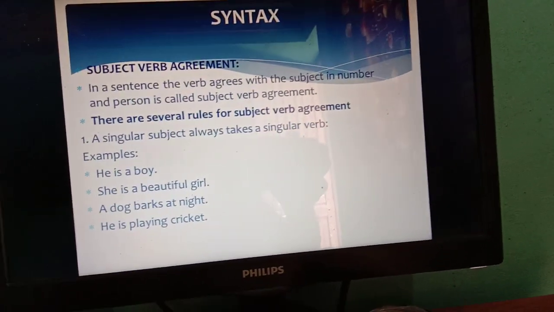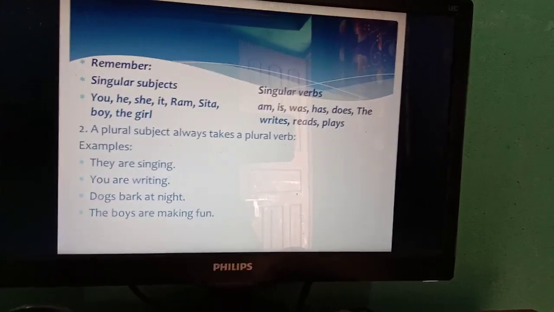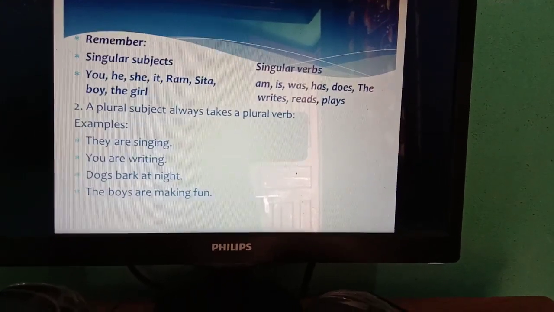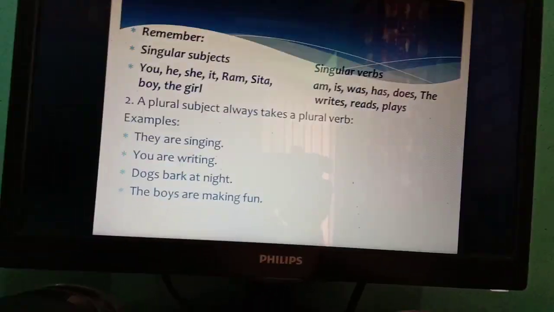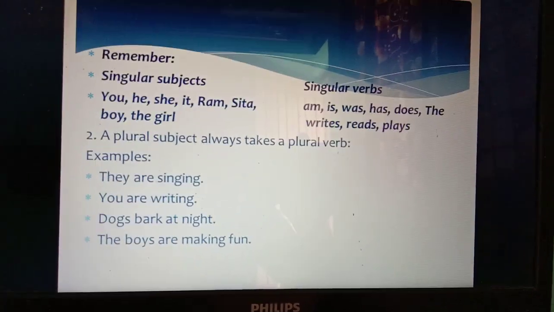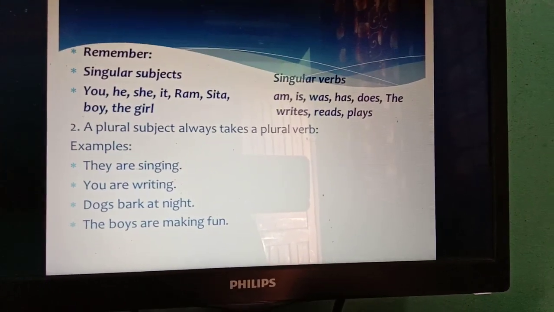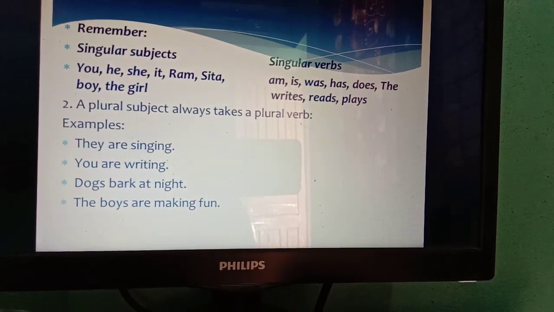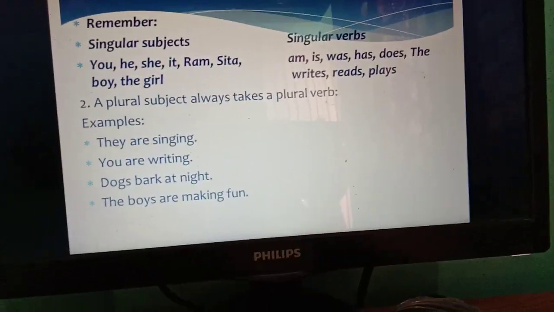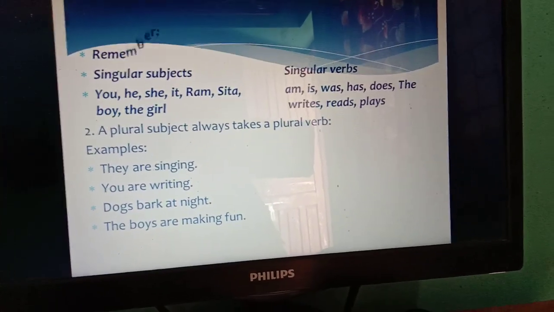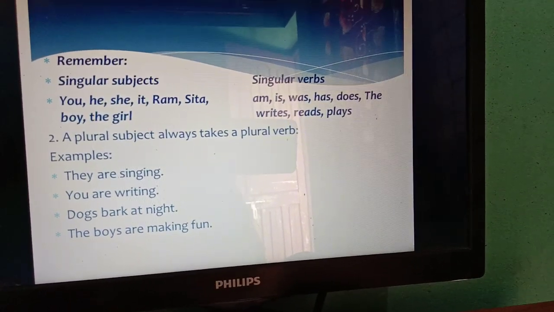Now coming back to the second rule. Before that, you must remember which are singular subjects and singular verbs. He, she, it, Ram, Sita, the boy, the girl. These are the singular subjects, and singular verbs are am, is, was, has, does, writes, reads, plays. So these are the singular verbs.